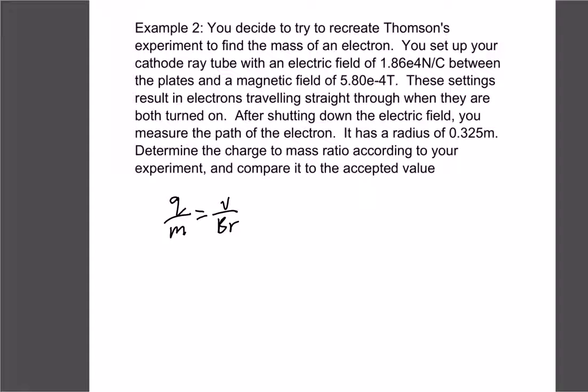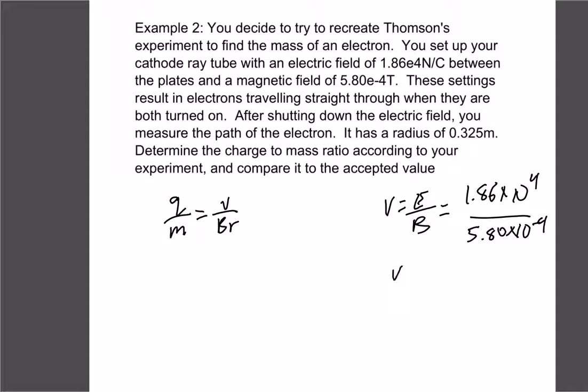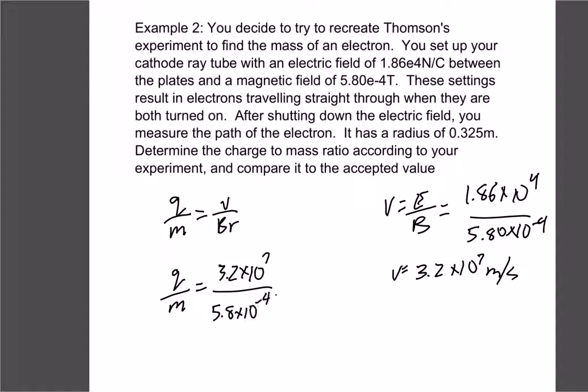First thing we need to do is figure out that velocity. So electric field over magnetic field. So we get 1.86 to the 4 divided by 5.80 to the negative 4. If we do that calculation, we get an answer of 3.2 to the 7 meters per second. So now we can plug that into our charge to mass formula. So 3.2 to the 7 and divided by magnetic field again. And the radius, which they tell us is 0.325.